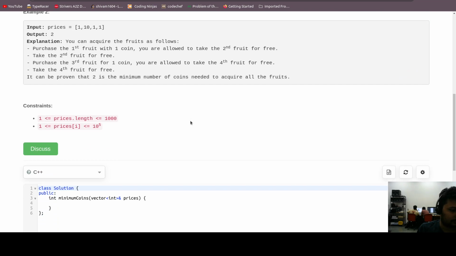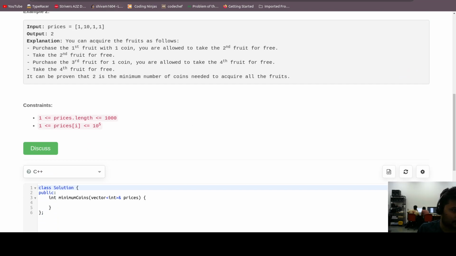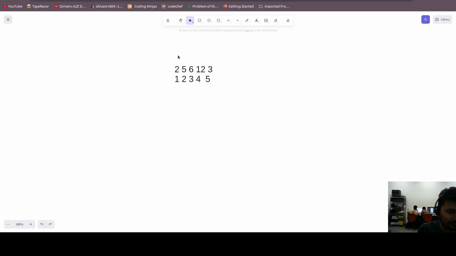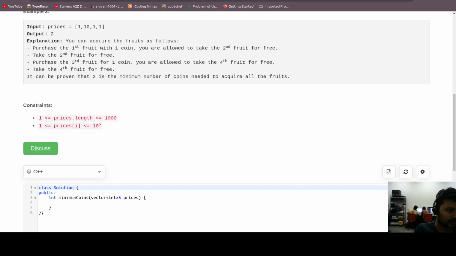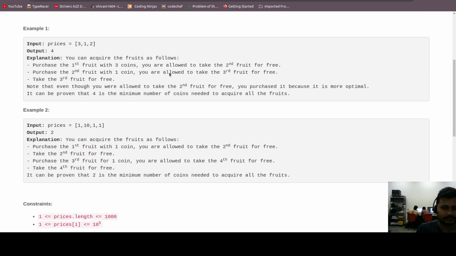So it's a typical DP problem. For each index you have two options: either you can buy that one or you cannot buy that one. And with some constraint, if you have used all the free fruit validity, then you have to buy that fruit. So let's jump to the solution.